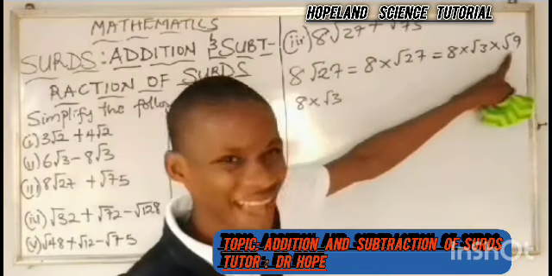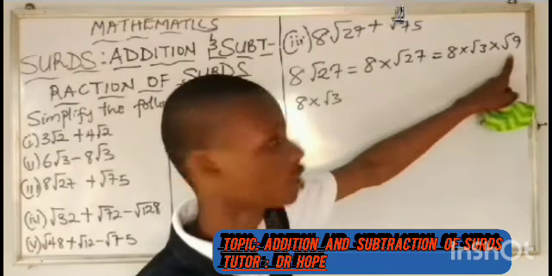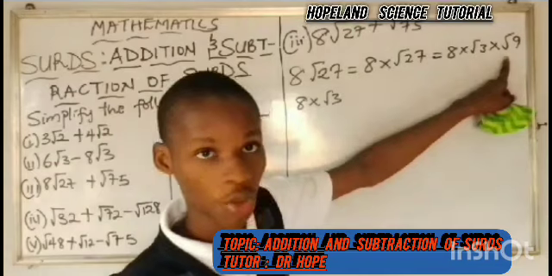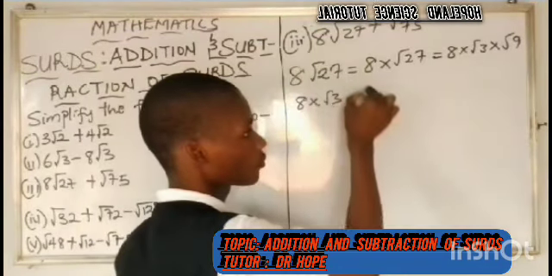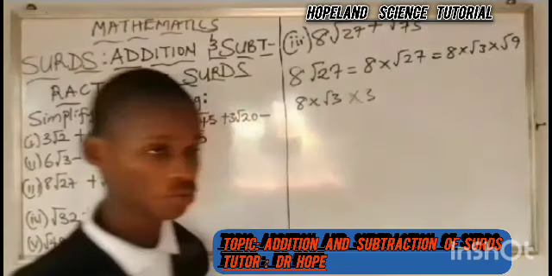So root 9 is a perfect square, right? It therefore means that the square root of 9 will give us a whole number. Square root of 9 is what? 3. So we are just going to have what? Times 3. Are we together?